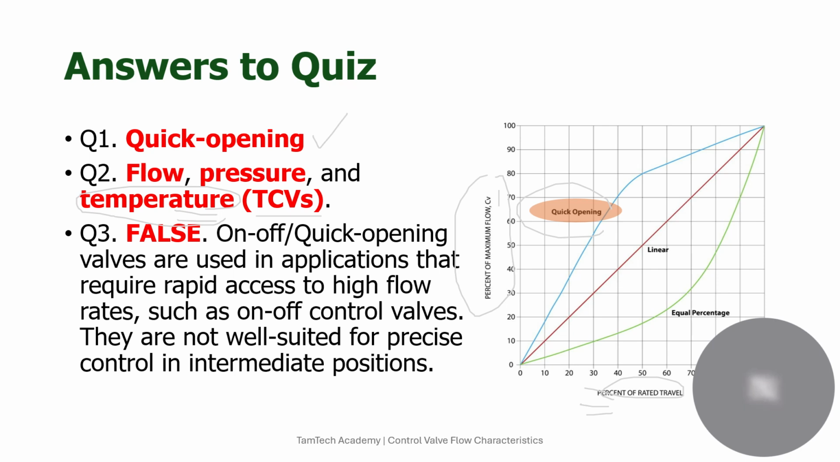In the third question, I said that equal percentage valves are used in applications that require rapid access, but it was false. It's purely false, because it's not the equal percentage. We mentioned that on-off quick opening valves are used in such applications, and they are also not well suited for precise control in intermediate positions and systems. So this is mainly from the quiz answers.